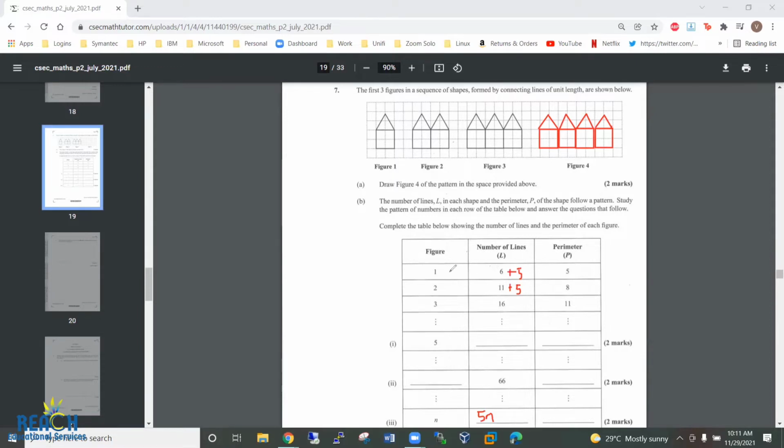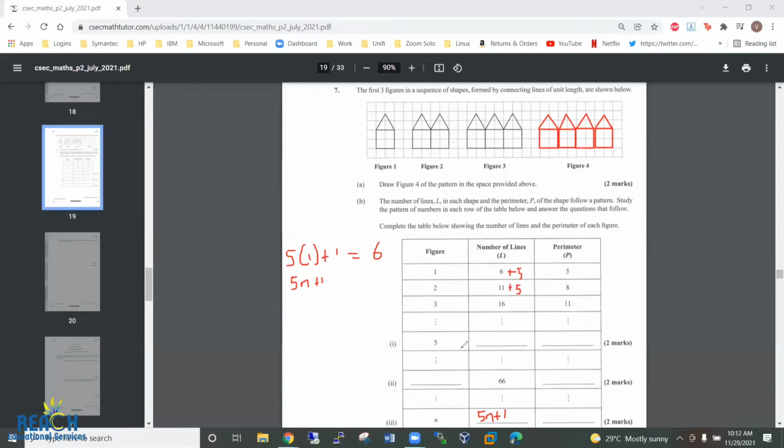For the first one, I need to see what else I do to that 5n to make it 6. If n is equal to 1, 5 times 1 is 5, but I want to get 6. So what do I do to that 5 to get 6? I add 1. So my formula is 5n plus 1. That's my general formula, and it can fit any one of these figures to get the number of lines.